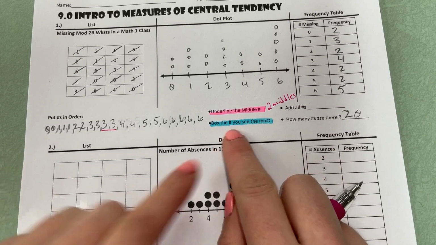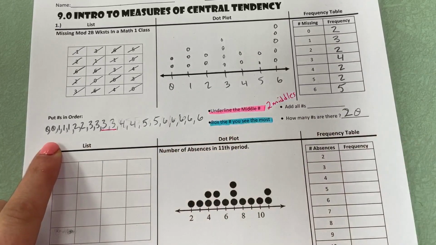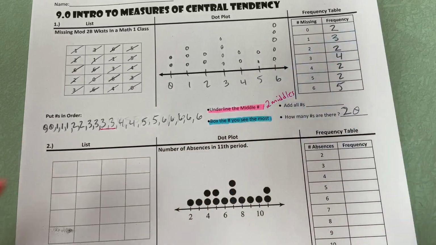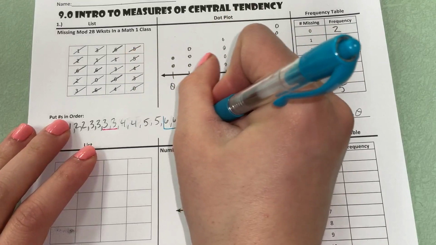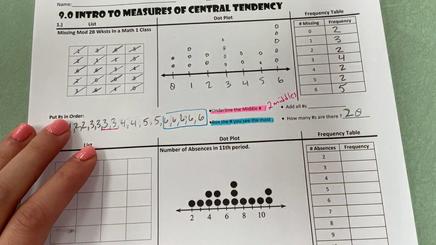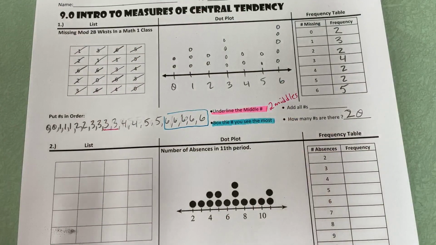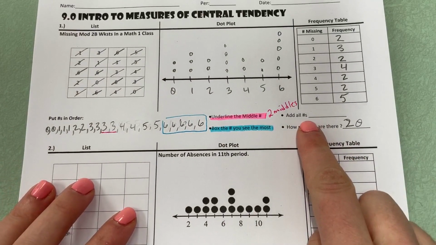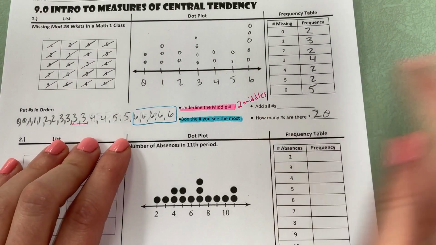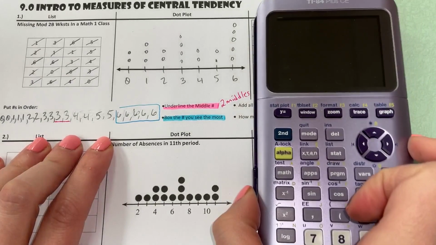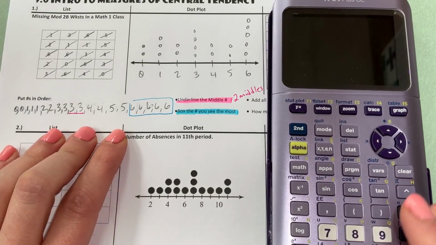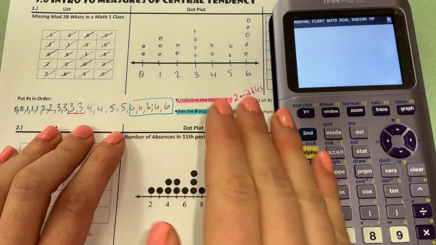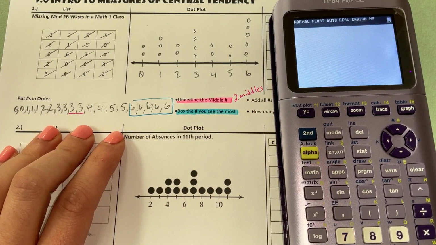Okay, next up, we're going to box the number we see the most. Well, the number we see the most is this number 6 here, okay? And all this is important for the next lesson. And then next up, we're going to add all these numbers together. All right, so handy dandy calculator, and straight up, just add them all up. See if you get the same thing as me.